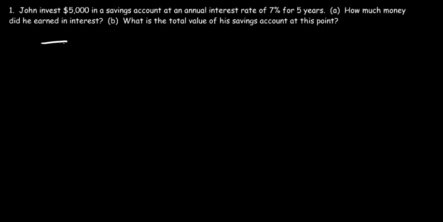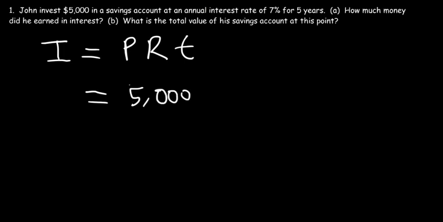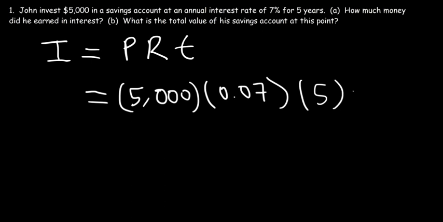So the equation that we're going to use is the simple interest formula. I is equal to P R T, where I is the total interest received, which is what we're looking for. P is the principal, that's how much money he invests in the account, which was 5,000. R is the annual interest rate, which is 7%, but in the form of a decimal. The decimal form of 7% is 7 divided by 100, which turns out to be 0.07. And T is the time in years. So T is 5 years.